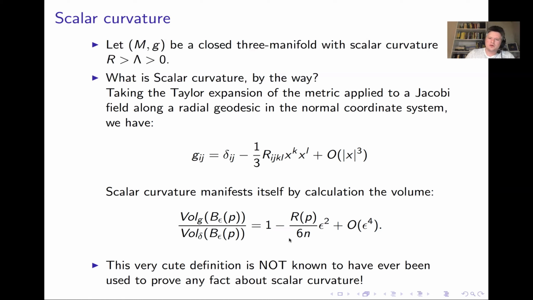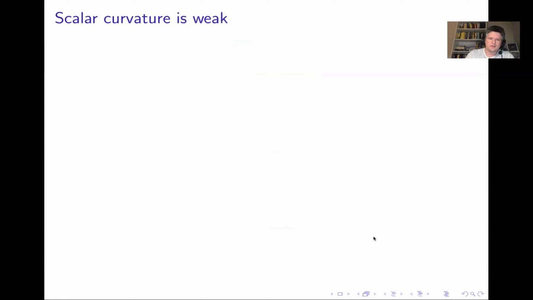So basically, we took this Riemann tensor and we traced and traced, by computing the volume, and we got this quantity, and it's a fairly weak quantity, as you can see. I will show you in the next slide why I say that it's weak. So what do I mean by that? Scalar curvature is weak.